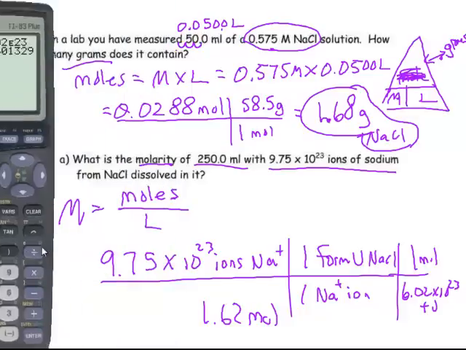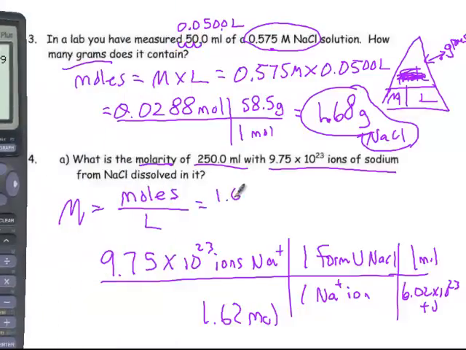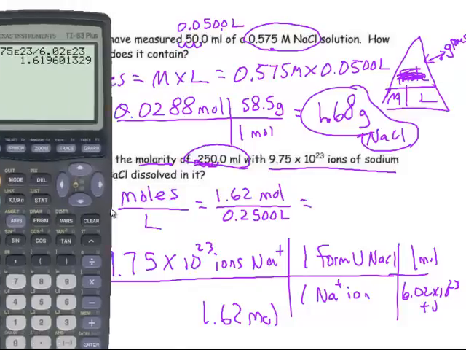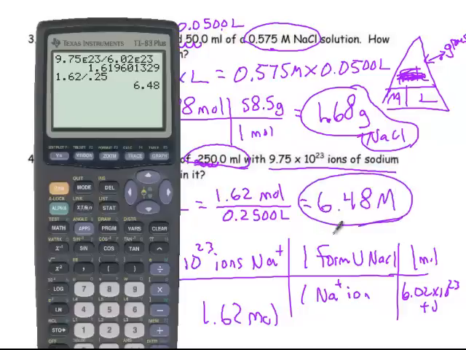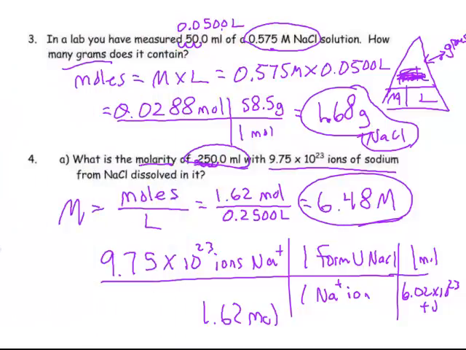So now looking at our formula, this equals 1.62 moles divided by, we have milliliters, so 1, 2, 3 to the left again, 0.2500 liters. 1.62 divided by 0.250 liters, 6.48. Now this one, we're solving for molarity, so a 6.48 molar solution would be the right answer for that one.